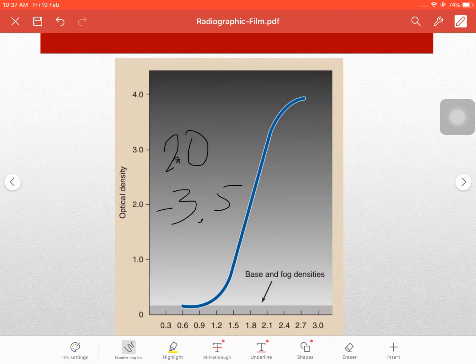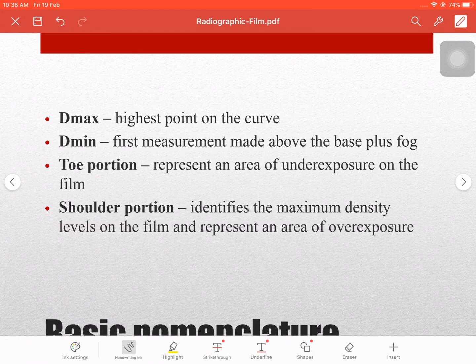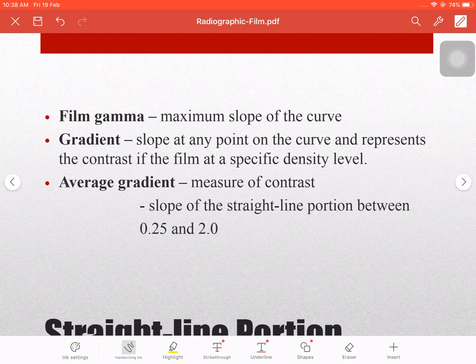So, may tinatawag tayong average gradient. Pag sinabing average gradient, that is the measure of the contrast. Average gradient can be seen as the slope of the straight line portion between 0.25 to 2.0. Average gradient is where the slope of the straight line portion is between 0.25 to 2. This measures the contrast. Okay? Yan, that is the straight line portion. Ayan yung makikita nyo in your straight line portion.